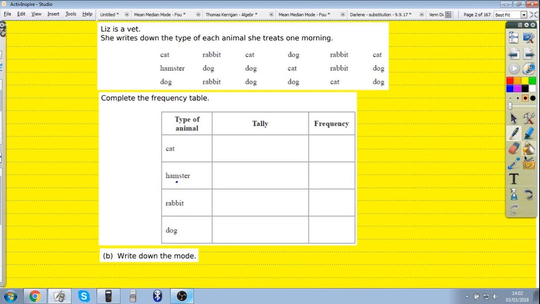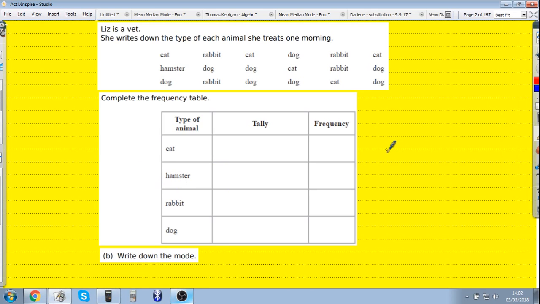Tally frequency diagram for this data. Okay. Don't we have to? So, for example, for cat, we have to go along and see how many times we see cat, and then we just cross out or something. Yeah. So how many cat is there? 5. And so how do I represent that?